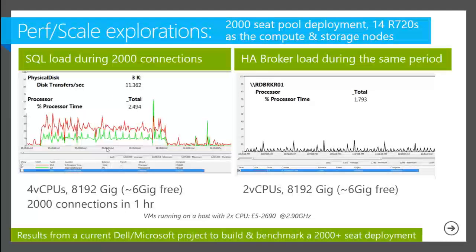And disk I/O is just nominal because it has enough memory to load the whole database in memory and do all the transactions in memory, right? And the broker is just doing no work. We happen to throw 2 vCPUs on it, but that's an overkill. 1 vCPU with 2 gig of memory would have been sufficient, right?